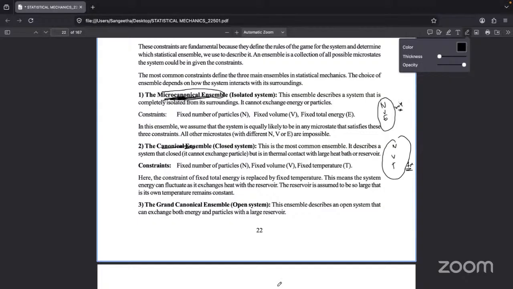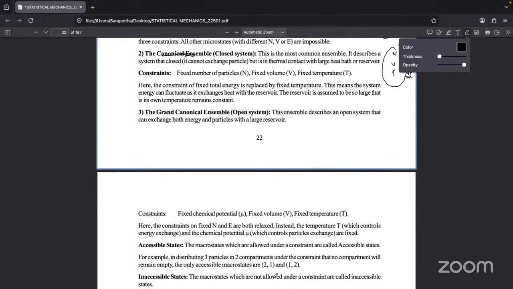Next, grand canonical ensemble. In grand canonical ensemble both energy and matter are exchangeable. In this, what are the things we are keeping fixed? Chemical potential mu, volume V, temperature T. Mu, V, T, these 3 are in fixed position.